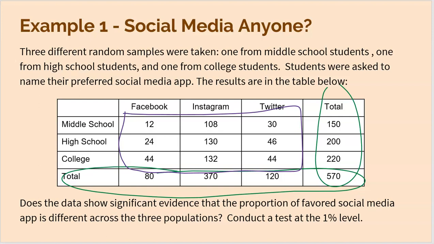So the question here is, does the data show significant evidence that the proportion of favored social media app is different across the 3 populations? We conducted tests at the 1% level. So we want to see, is there a difference? That's what we're asking about. Is there evidence of a difference between the proportion of social media apps? So let's just jump right into the hypotheses, because hopefully this should make sense.